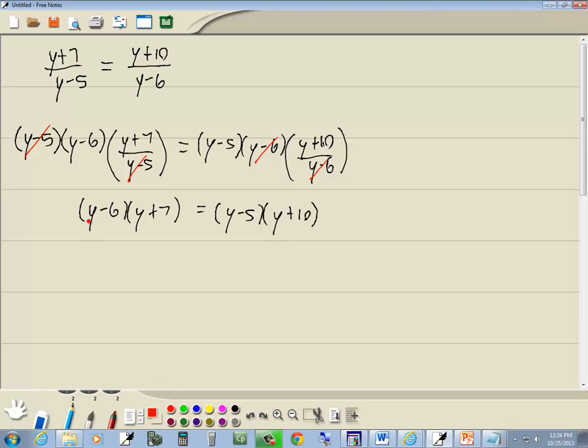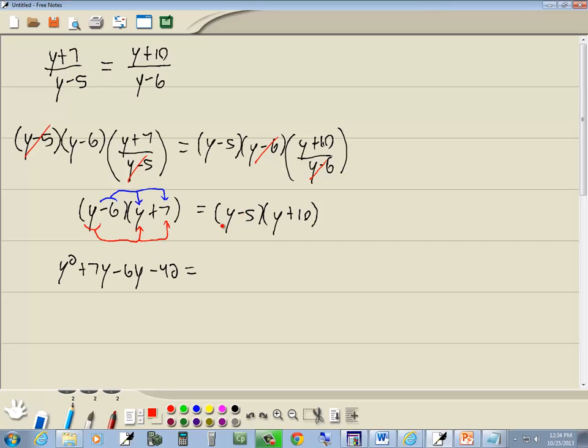Now we want to multiply these together. So I'll take this y, multiply it times the y here, and times the 7. Well, y times y is y squared. y times 7 is 7y. Then we're going to take the negative 6, and we'll multiply it times the y and times the 7. Well, negative 6 times y is negative 6y. Negative 6 times 7 is negative 42.